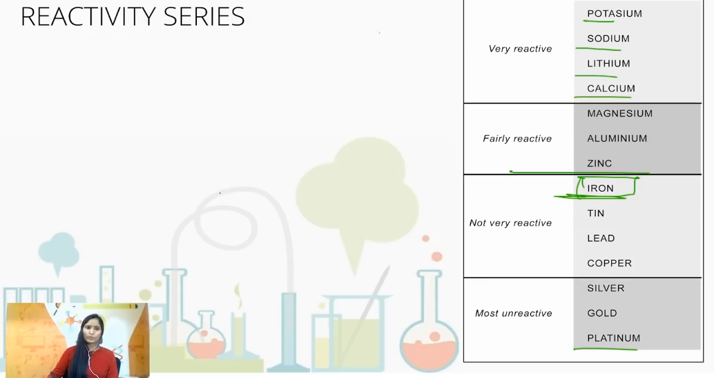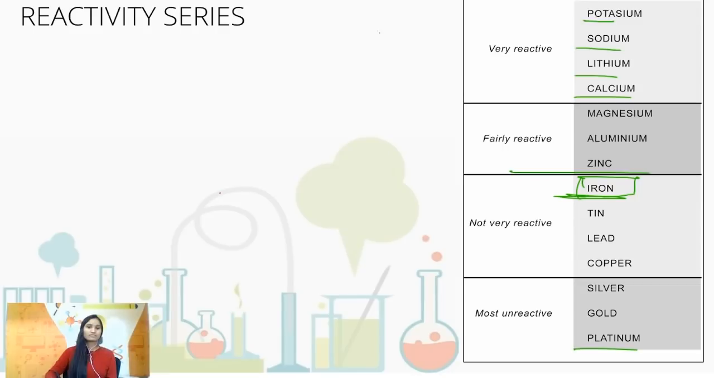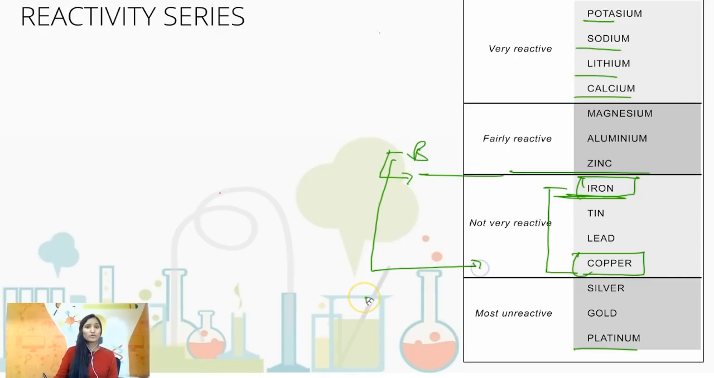Now, the question is, if B can displace copper sulfate or it cannot displace, does it show a reaction or does not show any reaction? Let us understand that with the help of the same series. Where is copper? Copper is here. And copper is less reactive than iron. We are talking about a metal which is more reactive than iron, and that metal is able to displace iron. Obviously, it will be able to displace copper also, which is less reactive than iron, isn't it?